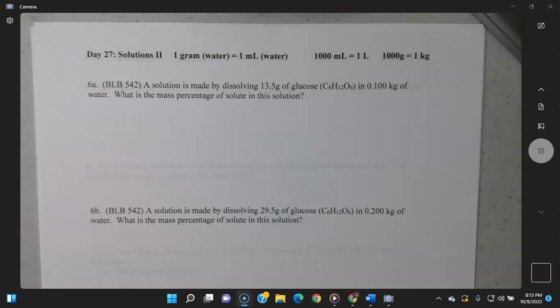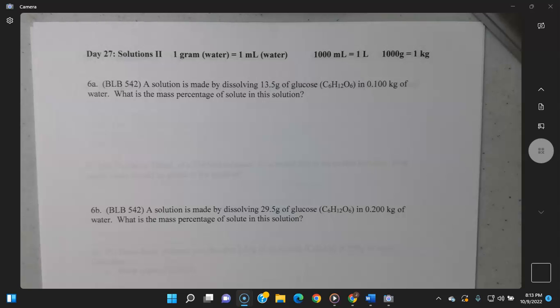So a solution, and let's just remind ourselves that the solute, which is the lemonade powder, and the solvent, which is the water, are mixed together to make the solution. Just keep that analogy in mind when you hear the words solution, solute, and solvent. Okay, so a solution is made by dissolving 3.5 grams of glucose in 0.1 kilograms of water. What is the mass percent of the solute in this solution?